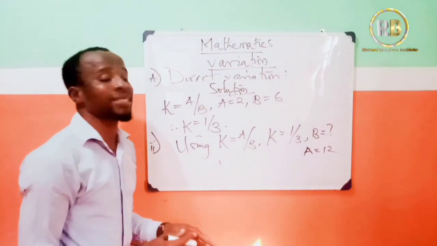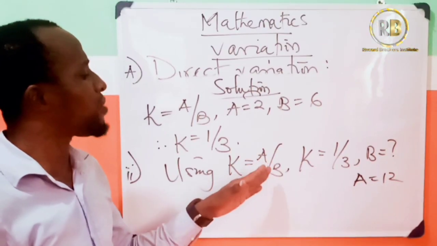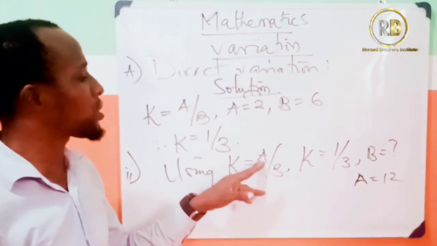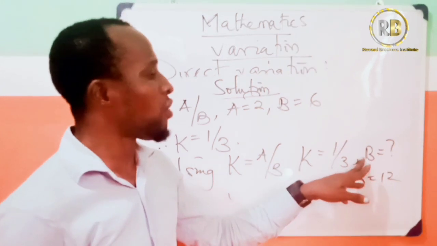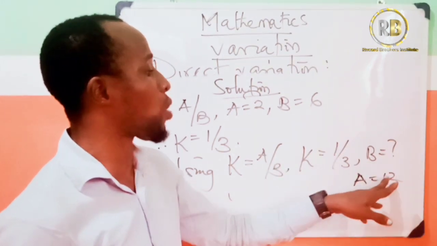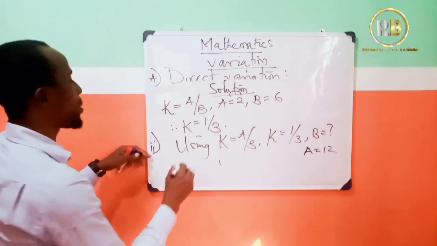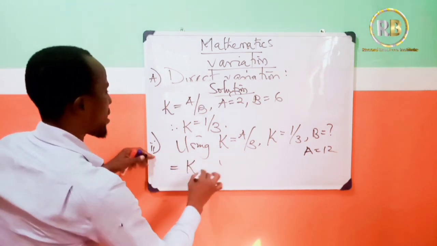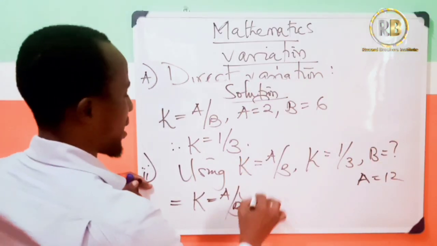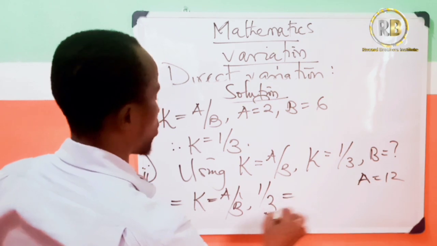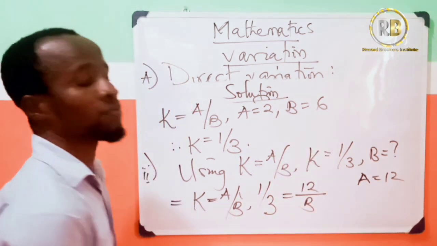So, alright, viewers, as we previously said, K equal to A over B is the formula connecting both A and B. The value of K is equal to 1 over 3, the value of B is not given, while the value of A is equal to 12. We are asked to find the value of B. What do we do? We now use K equal to A over B. What is the value of K? K is 1 over 3, which is equal to A over B, and A is what? 12, while B is not given.